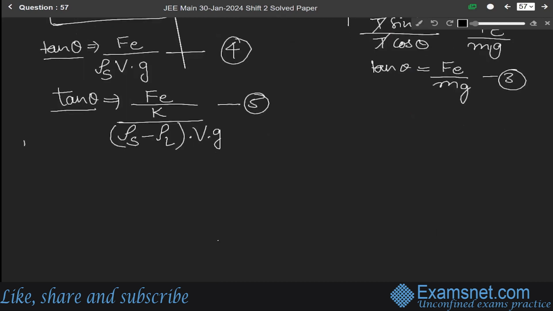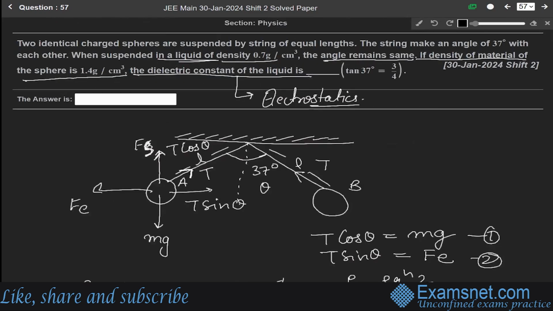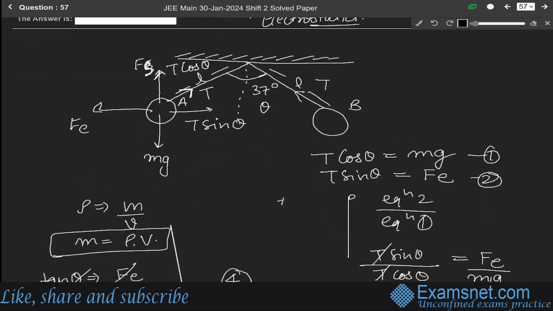Now dividing equation 4 by 5, tan theta cancels, Fe cancels, V and g cancel. So what we get is rho S equals (rho S minus rho L) into K. And rho S, the density of the sphere, is 1.4 gram per centimeter cube.